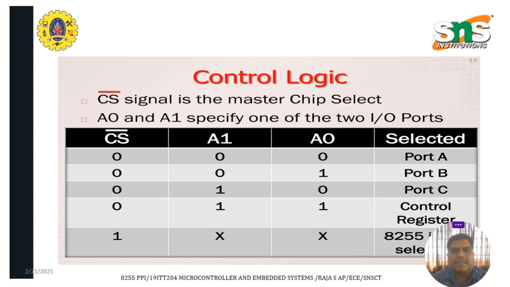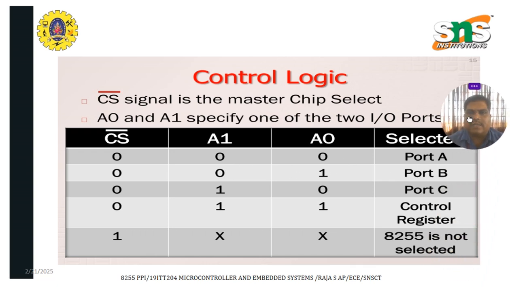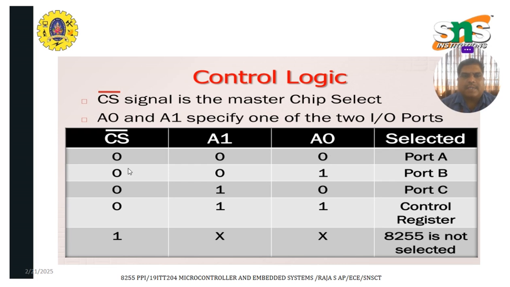Now the control logic, that is, the chip select signal. A0 and A1 specify one of the input-output ports. Depending on the variations of A0 and A1, the ports are chosen. When chip select is 0, A1 is 0, A0 is 0, port A is selected. Chip select 0, A1 0, A0 1 means port B is selected. Chip select 0, A1 1, A0 0 means port C is selected. Chip select 0, A1 1, A0 1, the control register is selected. If chip select is 1, then the 8255 is not selected.